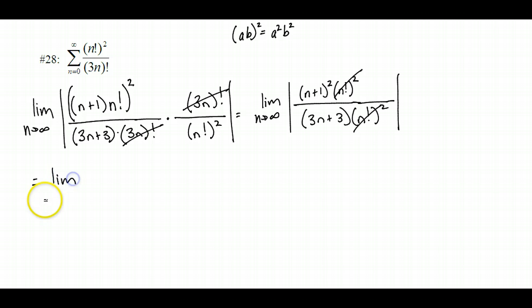Leaving us with the limit, n approaching infinity, and we have n plus 1, that quantity squared, divided by 3n plus 3. Again, in this situation, the degree of the numerator is greater than the degree of the denominator. You could apply L'Hopital's rule here, but there's no need to. We know that once this happens, this limit is going to equal infinity. We know infinity is greater than 1. Therefore, this series will diverge.